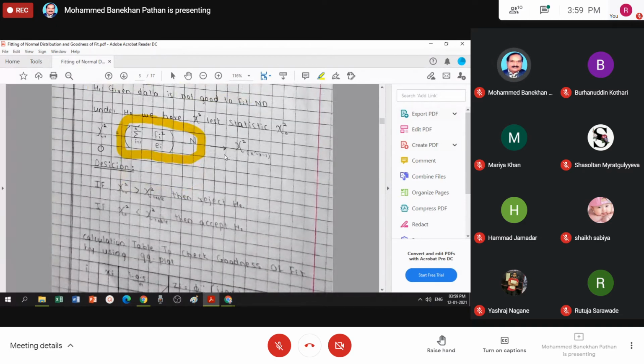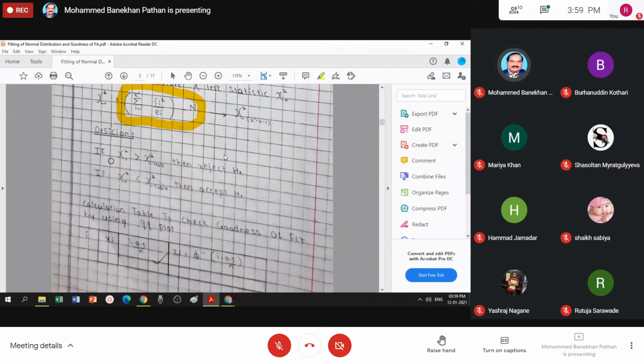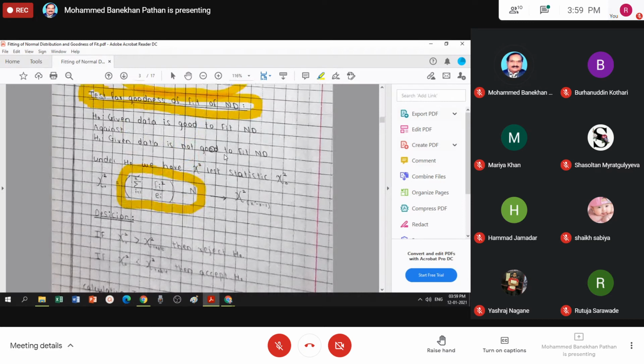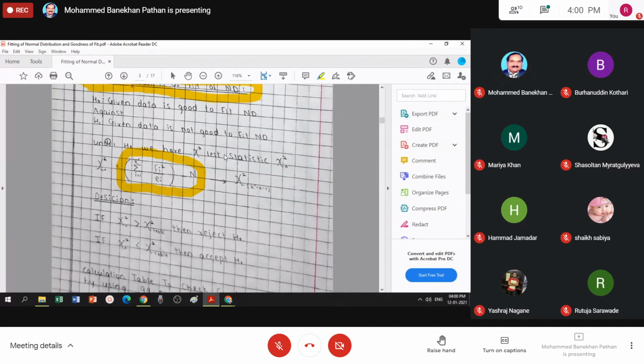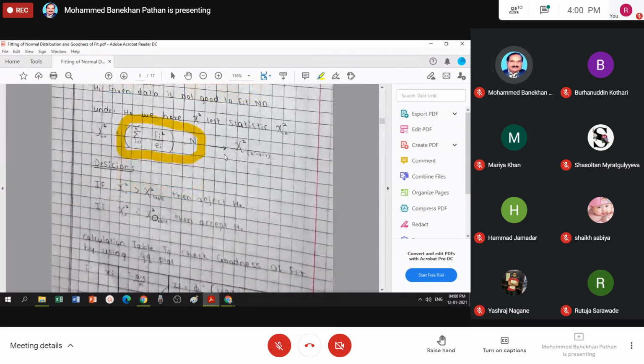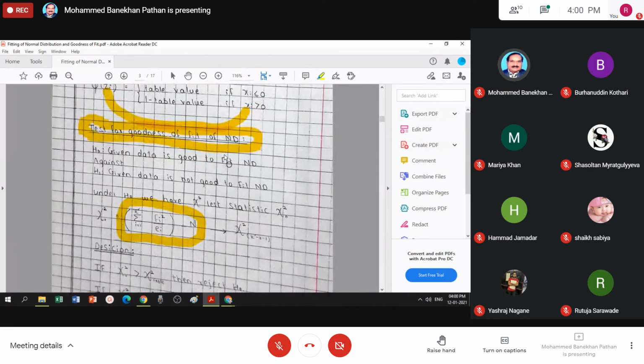After having the calculation, we compare it with the table value. If the calculated value is greater than the table value, we reject the statement. Reject the statement means what? The claim that the given data is good to fit a normal distribution is rejected. That means it is not good to fit. If the calculated value is less than the table value, then you accept. Accept means data is coming from a normal distribution. That is the interpretation.